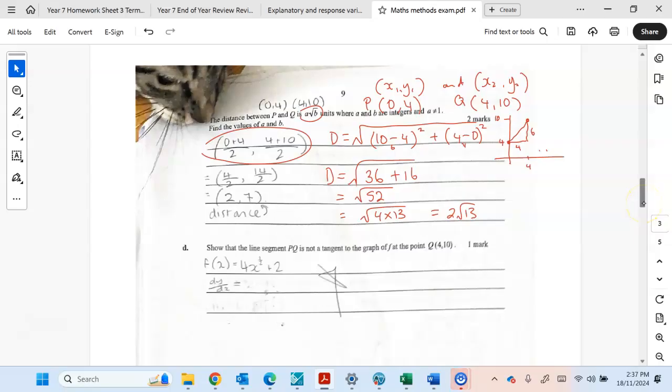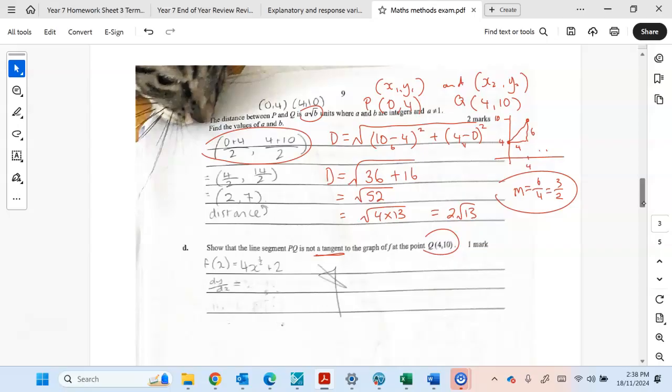All right, show that the line segment PQ is not a tangent to the graph of f at the point Q, which is 4, 10. All right, so if you're looking at the tangent, the gradient of this line, and it's great that I've graphed it, so your gradient of that line is rise over run, which is just 6 over 4, which is 3 over 2. So we need to use this information to show that it's not the same as the tangent at this point.